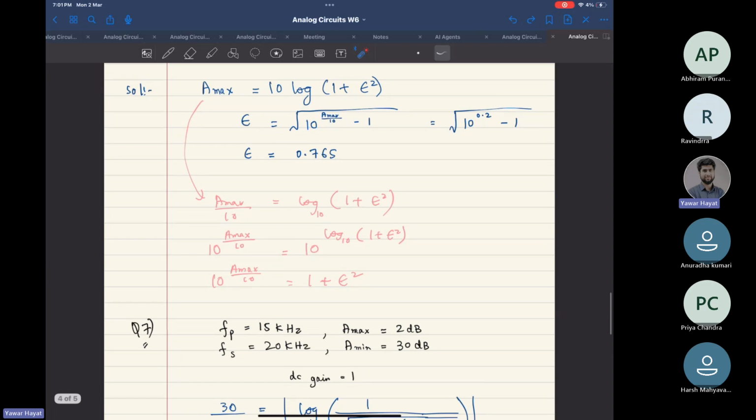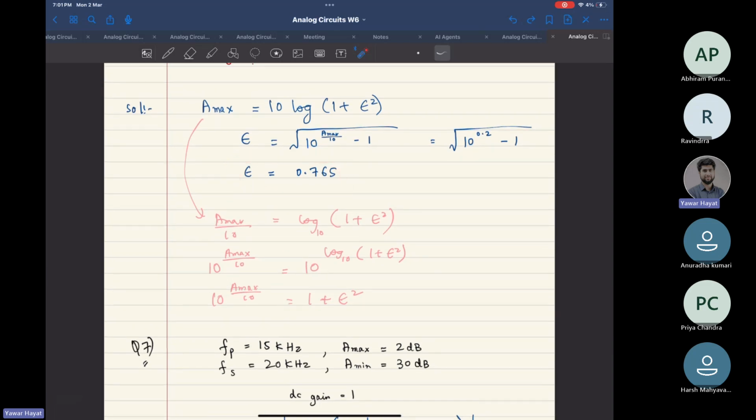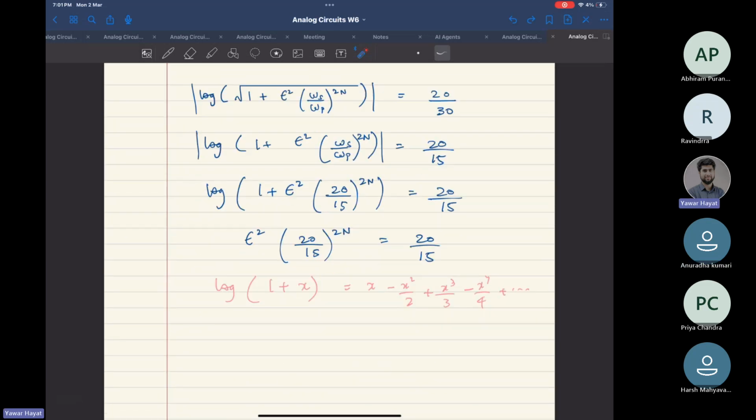See, epsilon is already a small number, 0.765. Take a square of this, it would be even smaller than this, right? And then you multiply it by this particular thing. The idea is that this quantity I'm assuming would be very much less than 1, and I can neglect the higher order terms. I can write this as x. So if I do that, it would be epsilon square, because this is your x. And 20 by 15 remains as such.